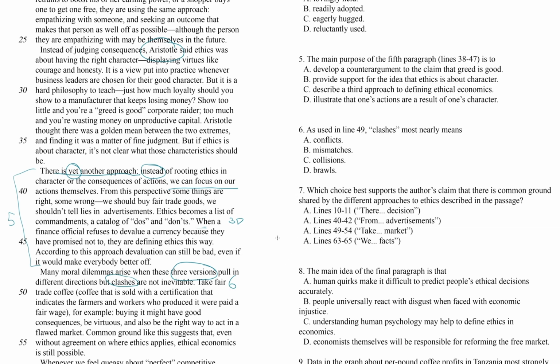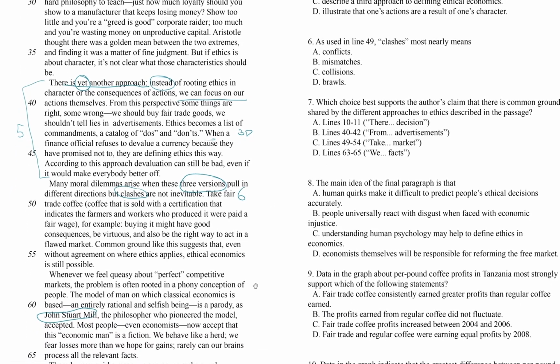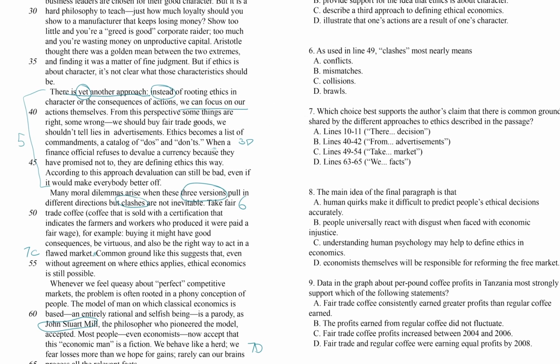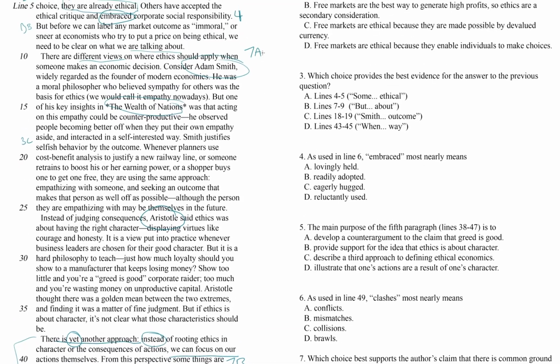For number 7. So we're looking for, and since I'm already down here, I'm going to start from answer D since it's the lowest. So 63 to 65, that's 7D. 49 to 54, take to market. All right, that's 7C. 40 to 42, from to advertisements, that's 7B. And lines 10 to 11, that's 7A.